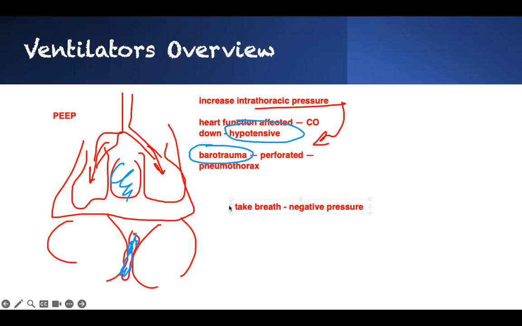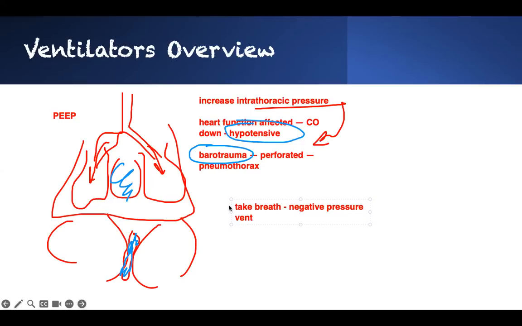When we take a breath, the reason we're able to take air inside is that the pressure outside is higher than the pressure inside us. So we use negative pressure to breathe in air. That's why our lung doesn't rupture, okay? The air outside has a higher pressure than the pressure inside us. So we create a negative pressure, and that pushes the air to move from high pressure to low pressure.